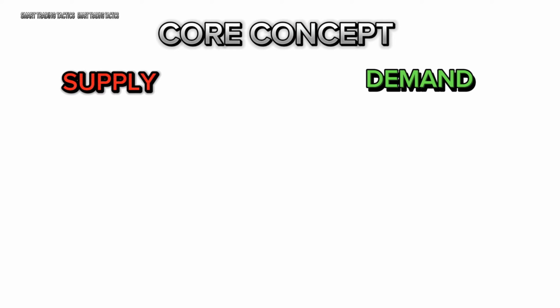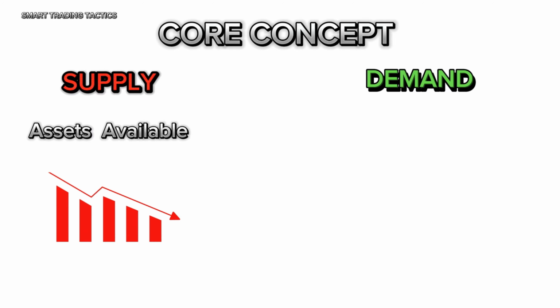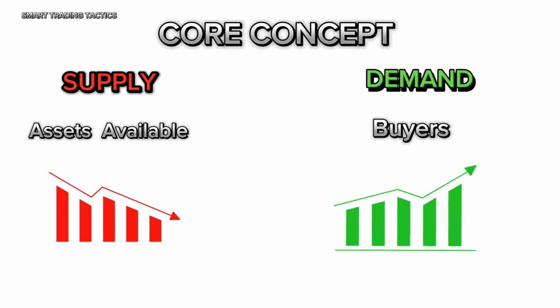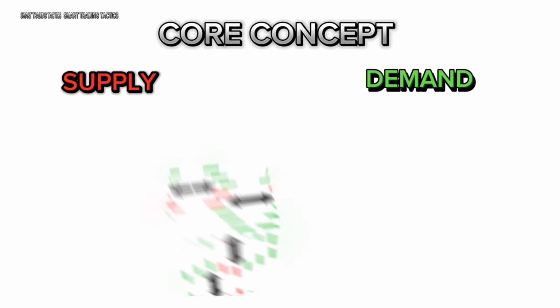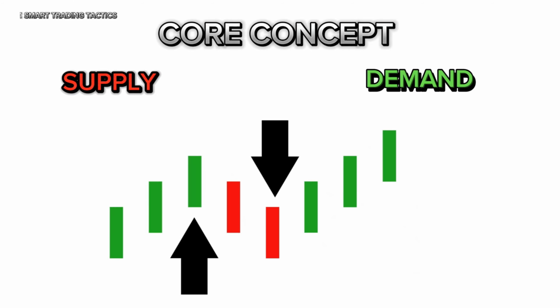Understanding the core concepts. At its most fundamental level, supply and demand refer to the quantities of a commodity or asset available in the market, supply, and the desire of buyers to purchase that commodity or asset, demand. In trading, these forces are reflected in the price action on charts.